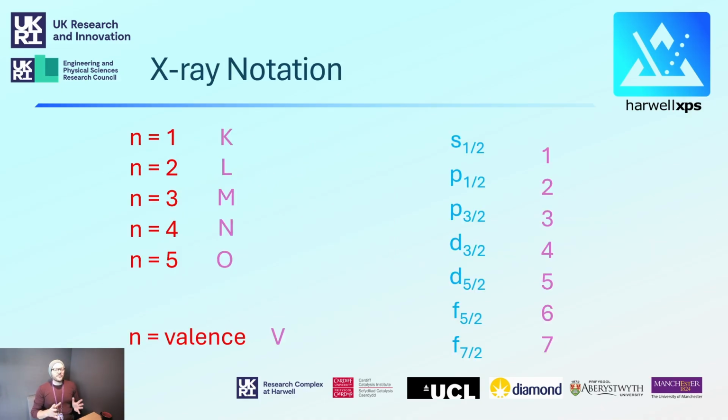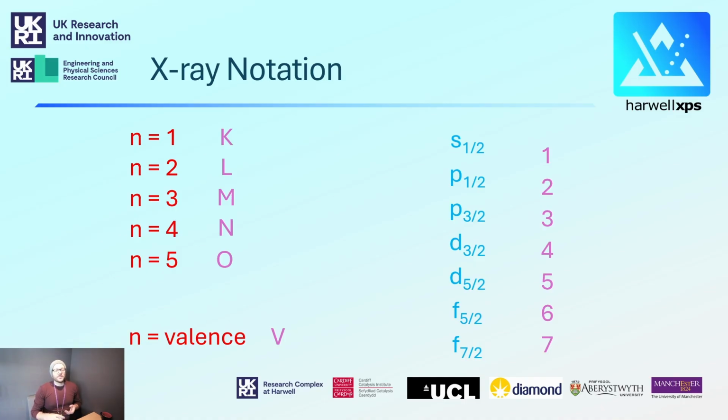So we're just going to finish with a quick refresher on X-ray notation, and this table is going to be made available to download on the page below for your reference. The letter refers to the principal quantum number. N1 is K, N2 is L, N3 is M, and so on. Sometimes you might see V used as shorthand for valence shell. So for example, an LVV Auger transition, but more commonly used is the full form.